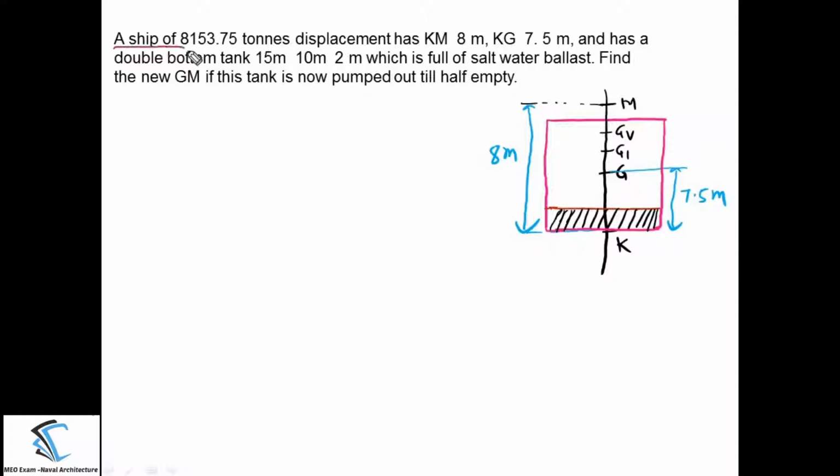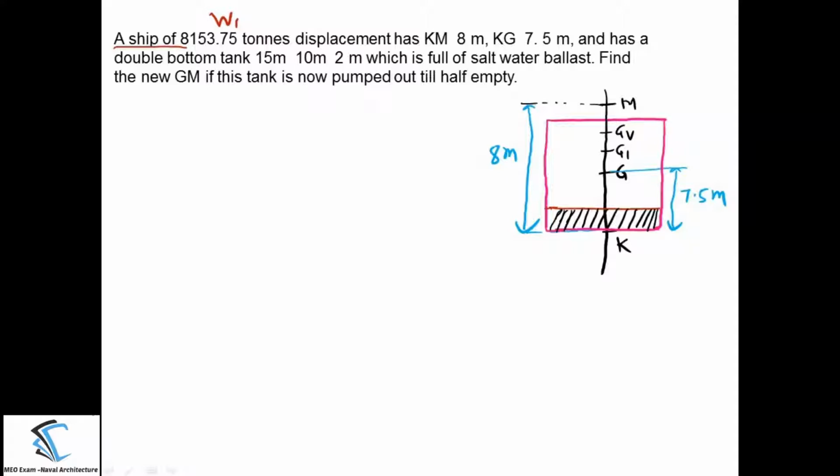A ship of 8153.75 tons displacement, which means this is the total weight of the ship, let me call it W1, has a KM of 8 meter, KG of 7.5 meter and has a double bottom tank 15 meter in length. The length of the double bottom is perpendicular to the screen, 10 meter wide and 2 meter in depth, which is full of salt water ballast. Find the new GM if this tank is now pumped out till half empty.